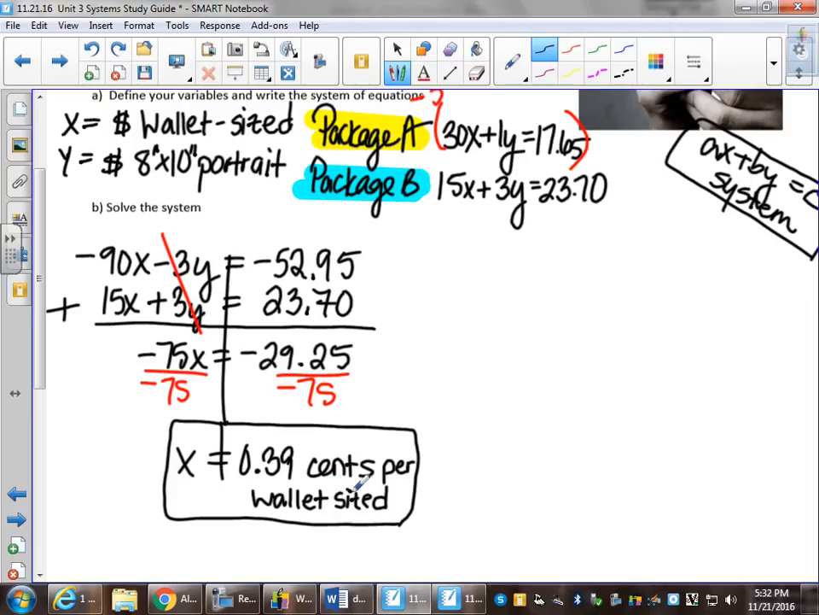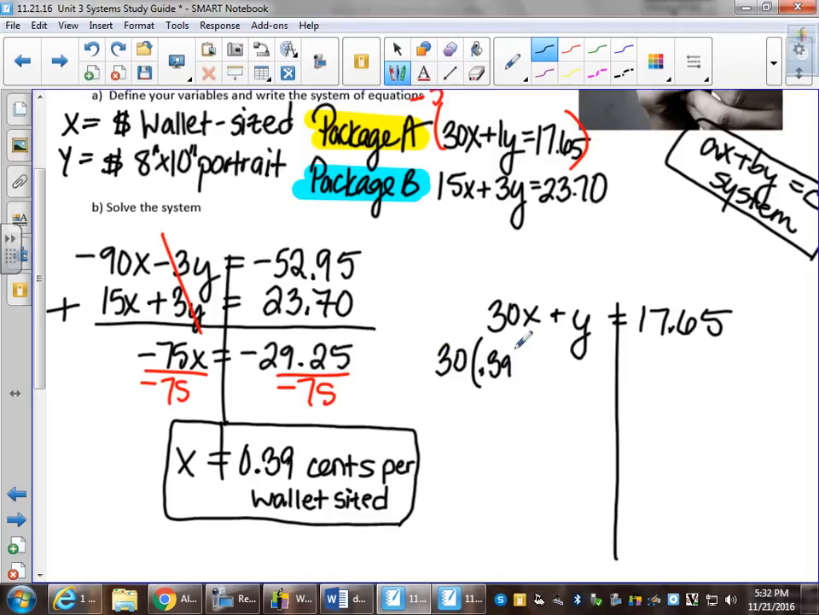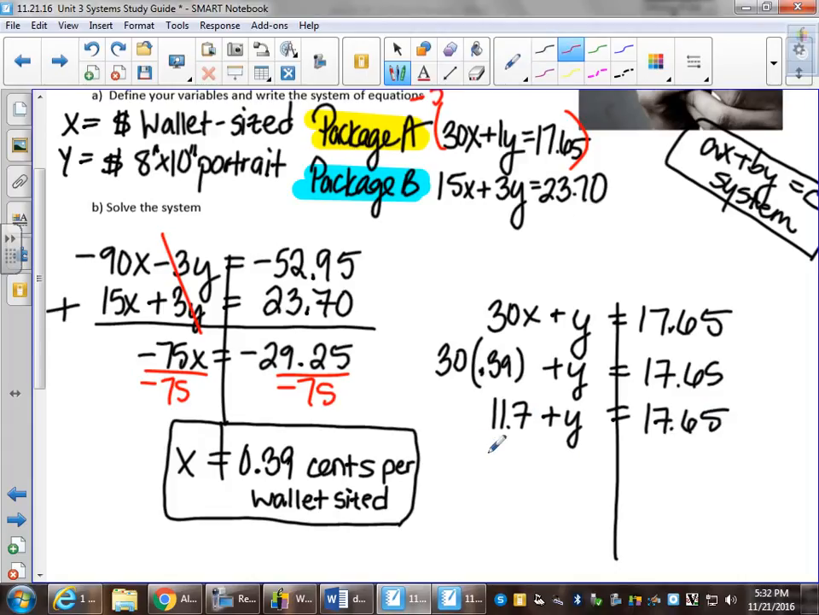To figure out how much the portraits cost, take one of the equations. I choose the first. If you chose the second, we should get the same answer. So that's 30 times 0.39 plus y equals 17.65. 30 times 0.39, I get 11.7 plus y. To wrap this up, we will subtract 11.7 from both sides. Y equals 5.95.